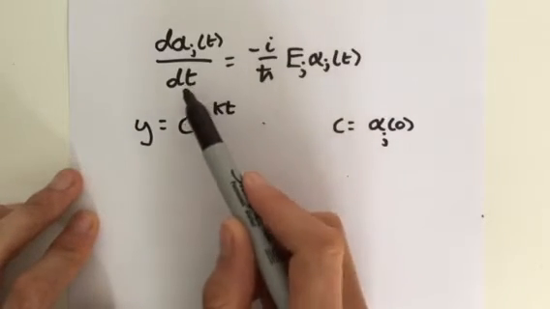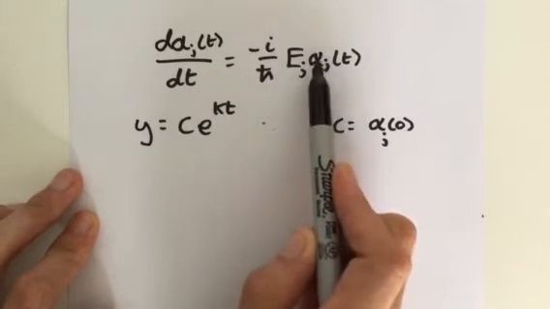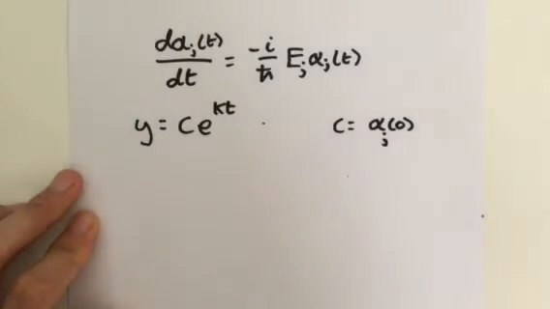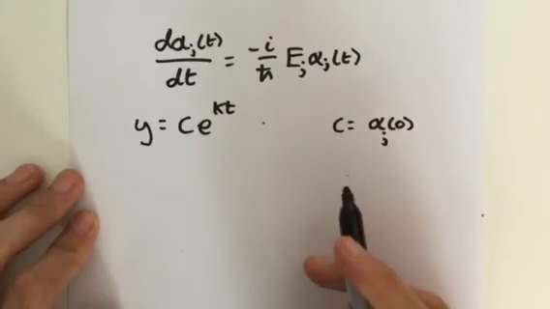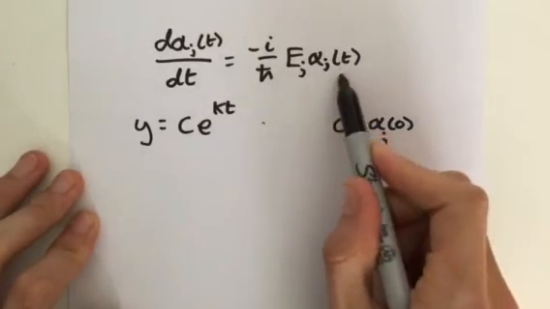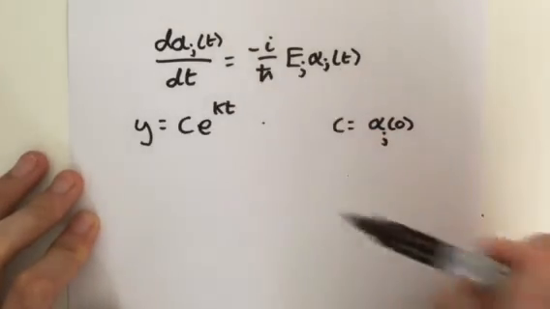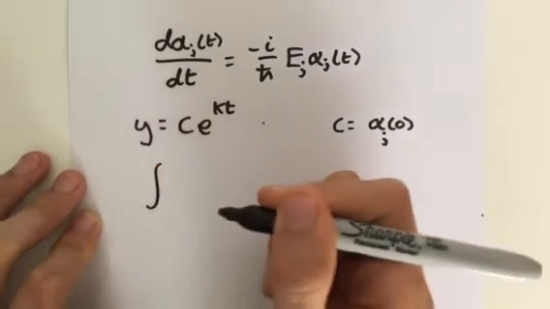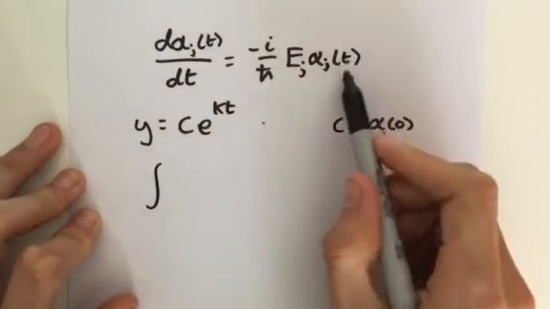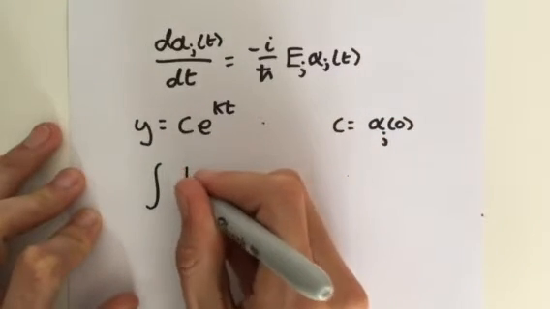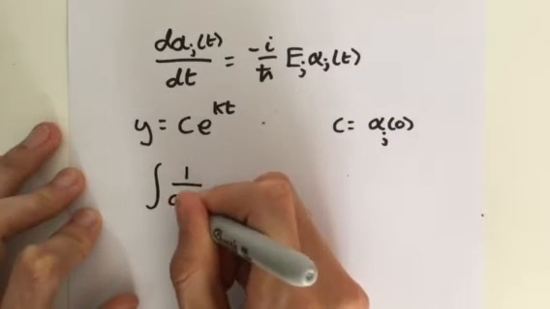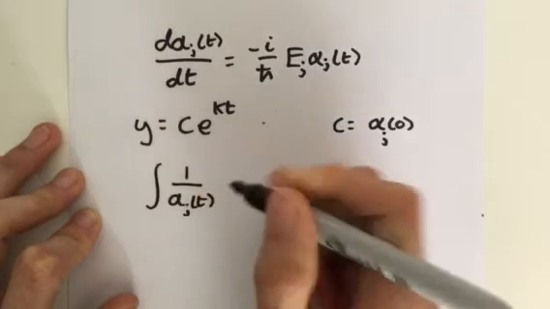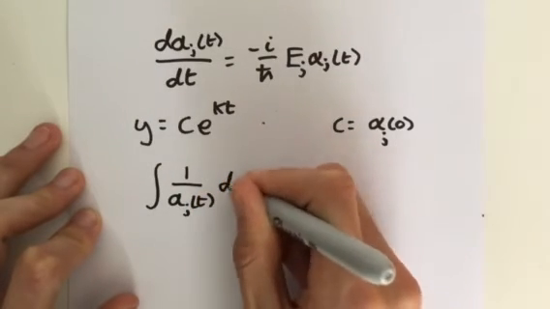All we need to do is bring the dt on this side, and we would then integrate. Of course we bring the alpha j of t on this side as well. So therefore we're going to get the integral: bring alpha j of t onto this side, we're going to get 1 over alpha j of t multiplied by d alpha j of t.